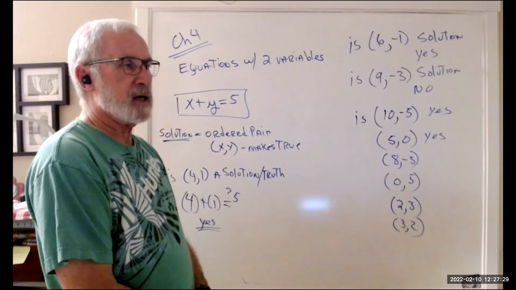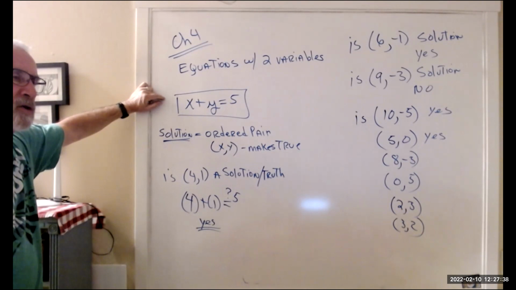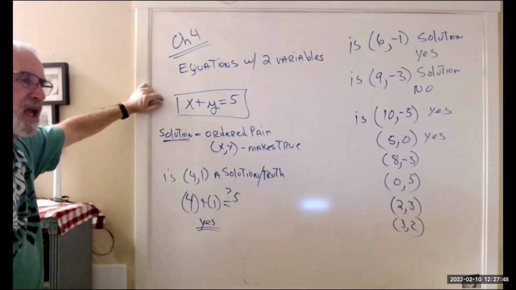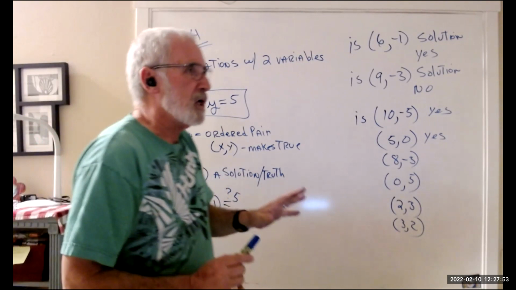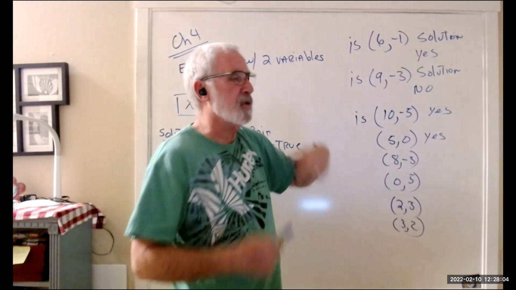Actually, that's kind of an important thing. I just kind of said it and I thought, you know, that's the key to this. How many solutions are there to this equation? How many solutions? Pardon me? Infinite. There's an infinite number of solutions. But wait a minute. That doesn't mean just any old numbers you pick are right, because we saw this one that wasn't right. There's an infinite number of solutions that make it right, but there's also an infinite number of solutions that make it wrong.